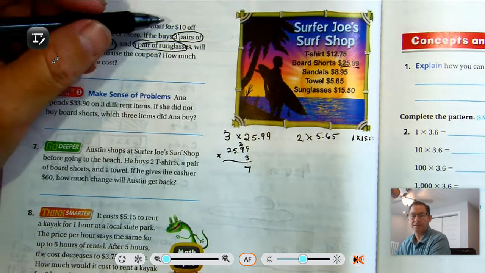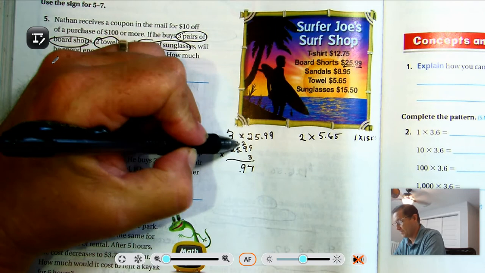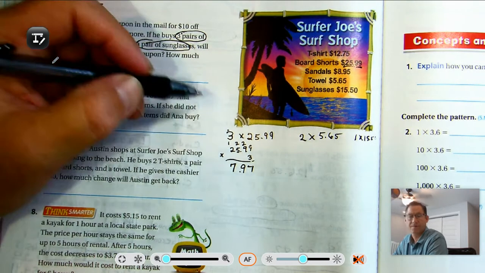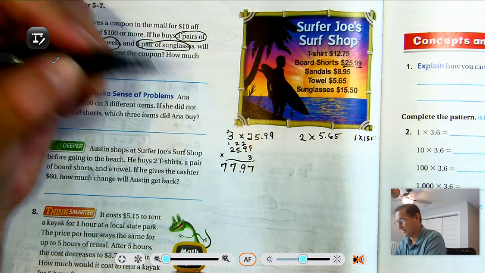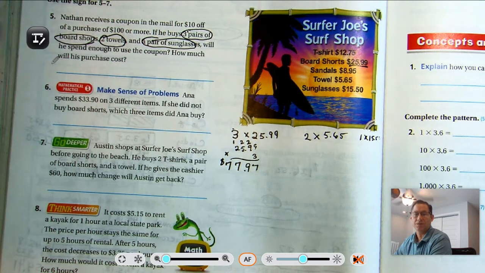3 times 9 is 27. Again, 27, regroup the 2. 3 times 9 is 27, plus the 2 regrouped, 29. 3 times 5 is 15, plus the 2 regrouped is 17. So 3 times 2 is 6, plus the regrouped, 7. So he spent $77.97 just on the board shorts.